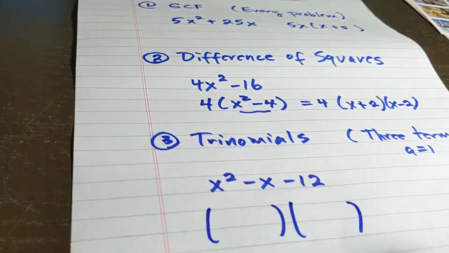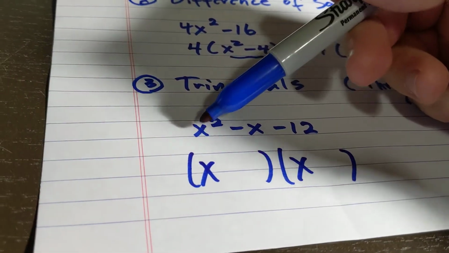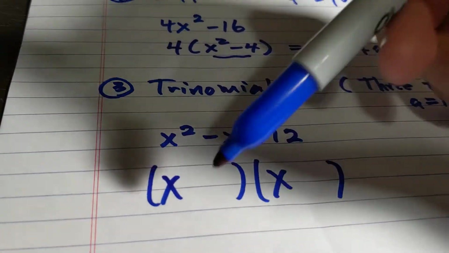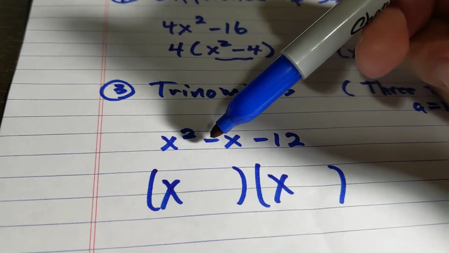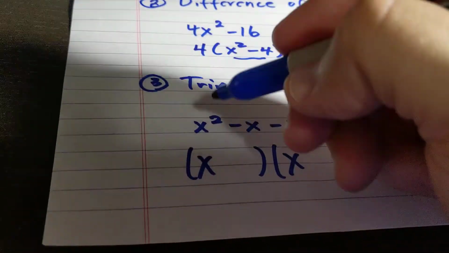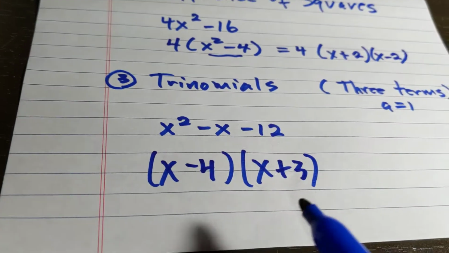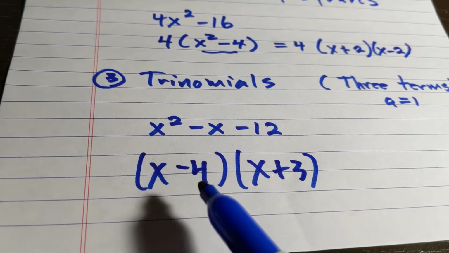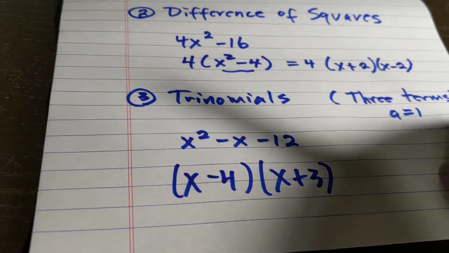So we're going to put down 2 sets of parentheses here. The first blank's pretty easy. x times x is what multiplies to be x squared. The next one's a little tougher. You have to think, hey, what multiplies to be negative 12 but would add to be negative 1? Notice that negative 4 and positive 3 would do that. Negative 4 times positive 3 is negative 12, and negative 4 plus 3 is negative 1. So that's the trinomial method, guess and check using trinomials.